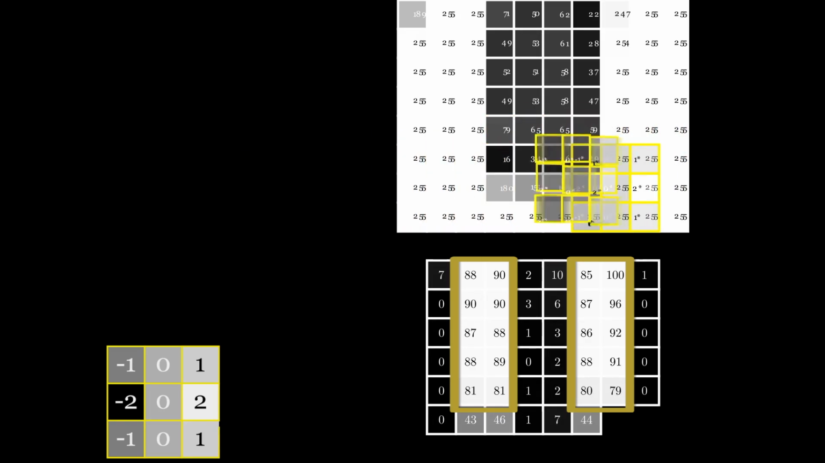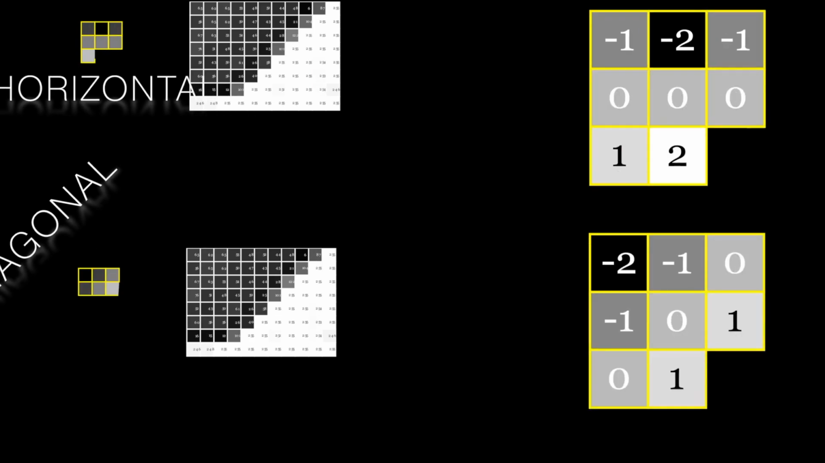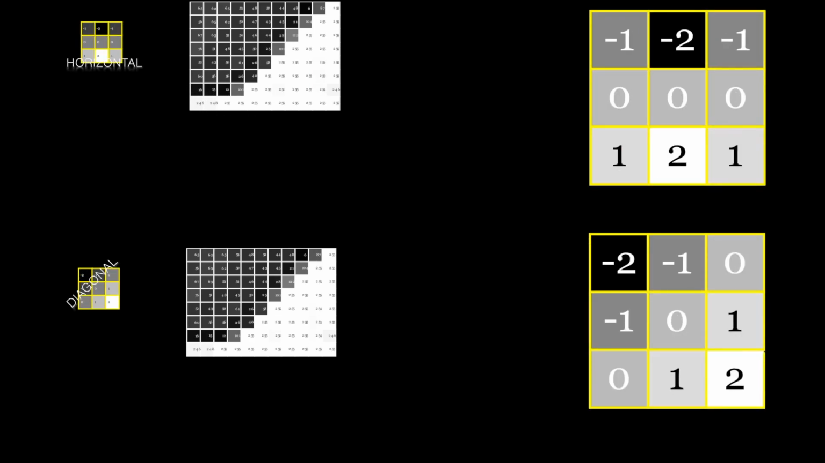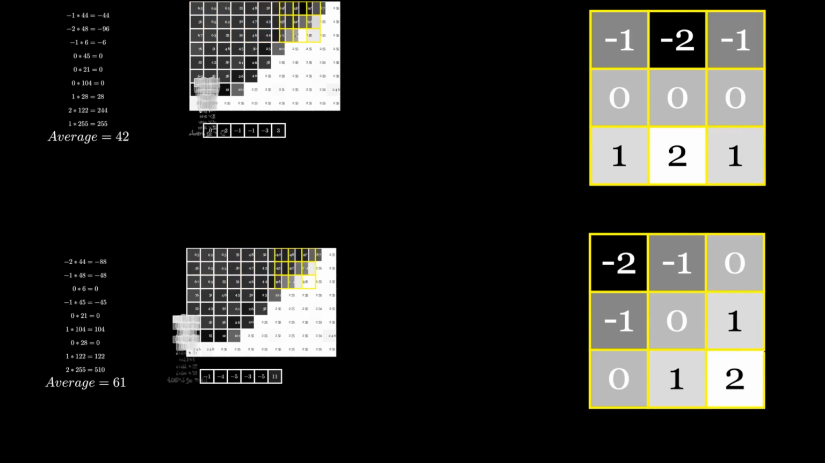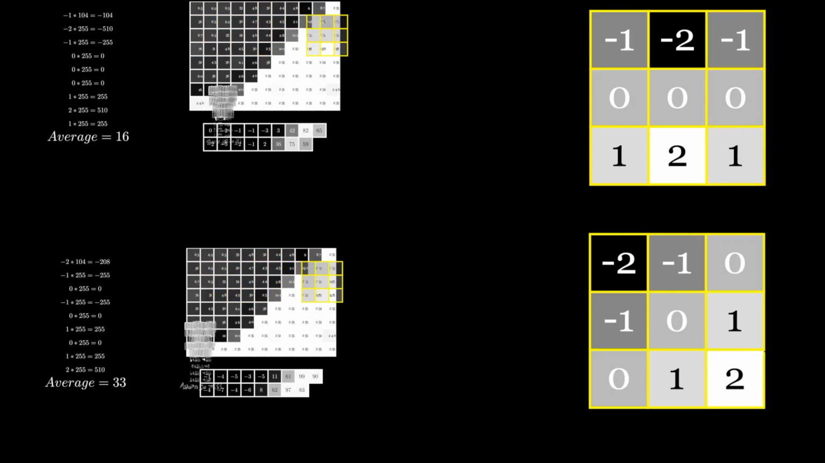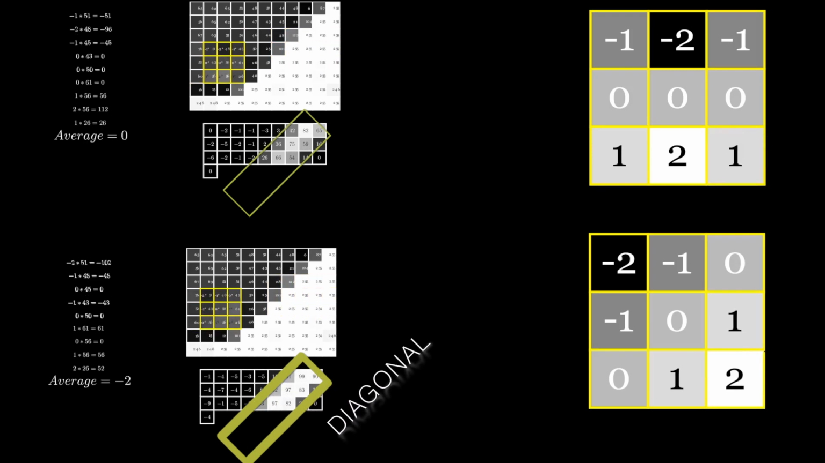We can build diagonal filters too. The horizontal filter picks up an edge of the arch, but there's a much stronger activation from our diagonal filter in this particular part of the image.